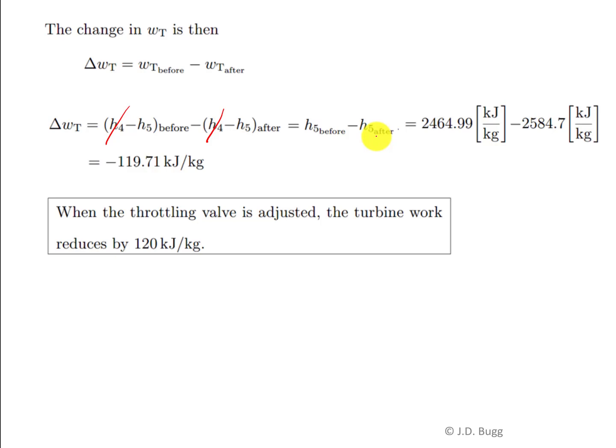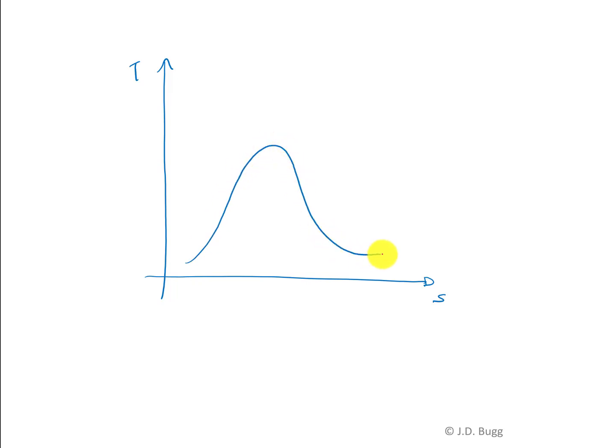Now we were also asked to draw a T-s diagram of this and show the changes on that diagram that result from the throttling valve adjustment. So we'll do that next. For the T-s diagram, the vertical axis will be temperature, and the horizontal axis is entropy. Because we're working with water here, we always want to show the saturated liquid and saturated vapor lines. So liquid region here, mixture, and superheated vapor.